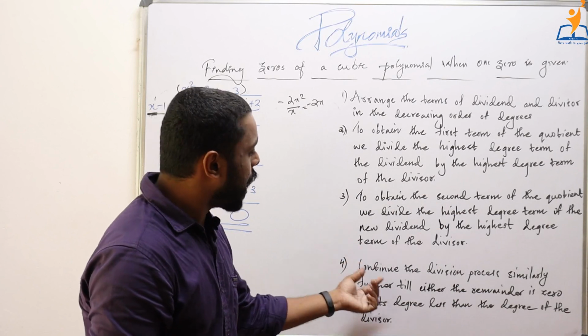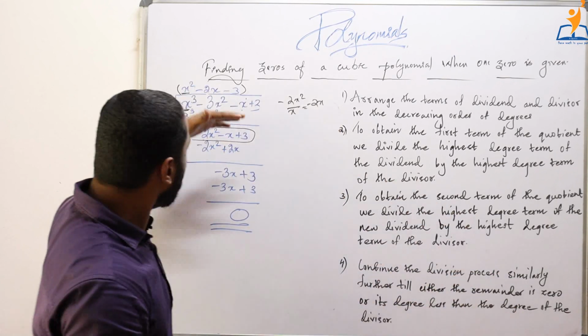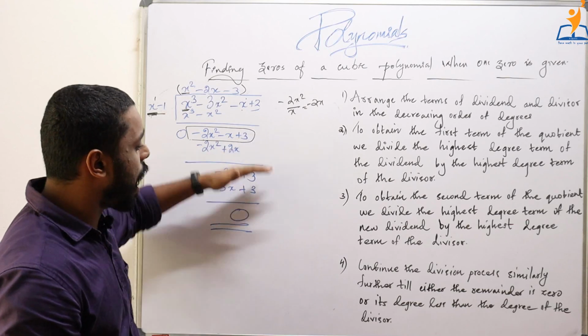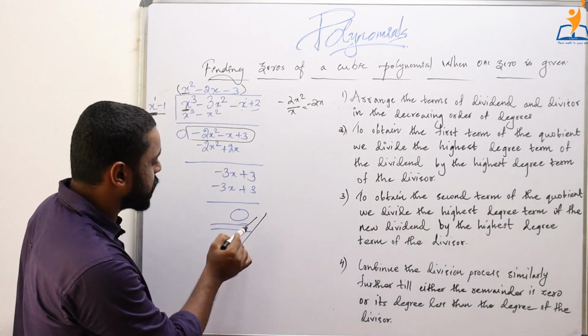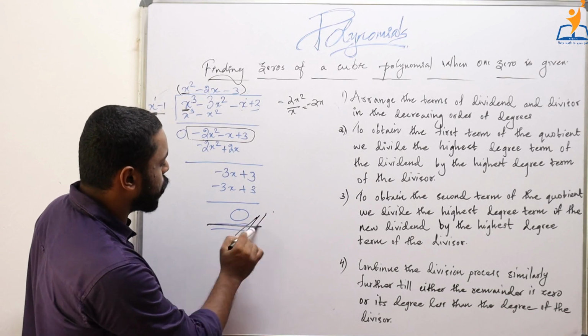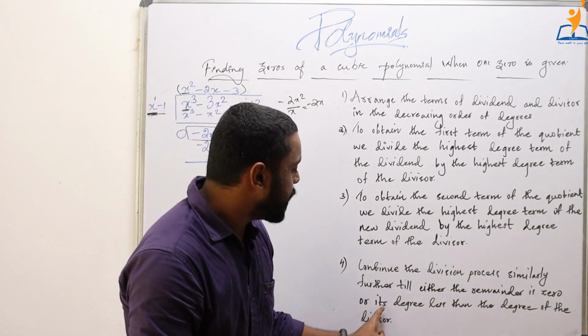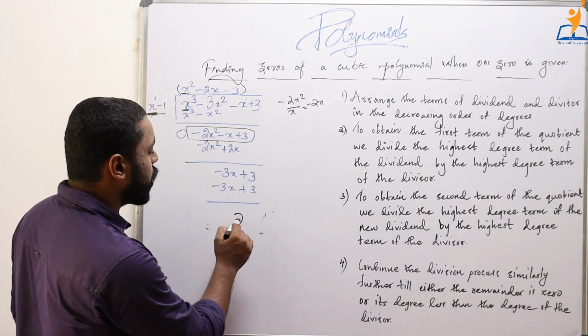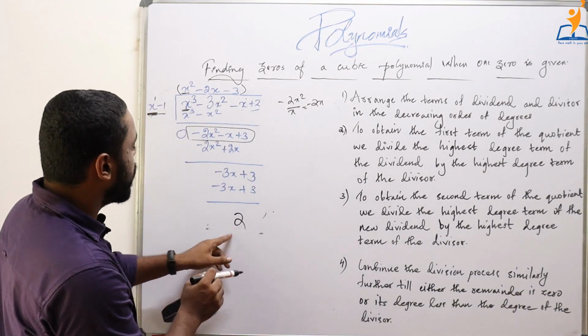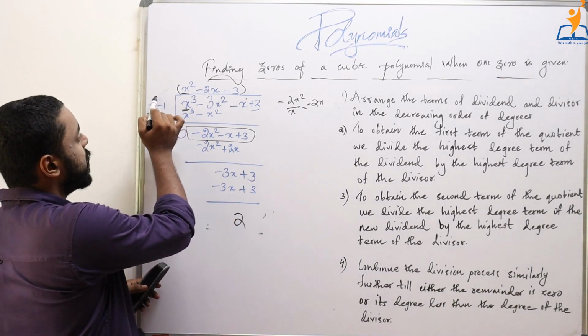Now the fourth step: continue the division process. Similarly, we have to continue the division process until either the remainder is 0. Here the remainder is 0, so we stopped our division process. Or until its degree is less than the degree of the divisor. If we got a remainder of 2, here the degree of the remainder is 0, but the degree of the divisor is 1.